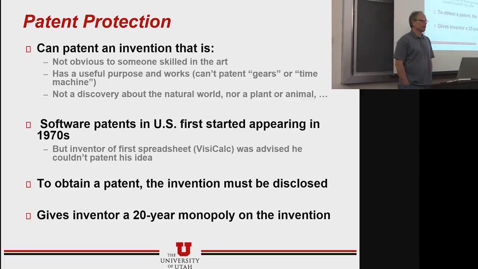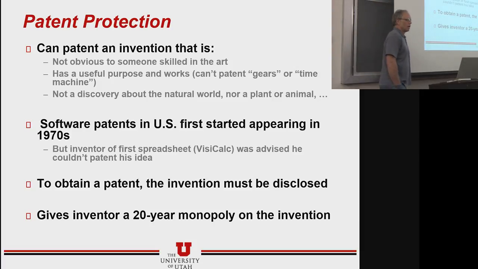So what you can patent are new inventions, and that's defined as things that are not obvious to someone skilled in the art. And there are lots of arguments about that. People will patent things, and you'll say, that's just a completely obvious thing. How did that get patented? And that just happened because the patent examiner had a different definition of what it means to be skilled in the art.